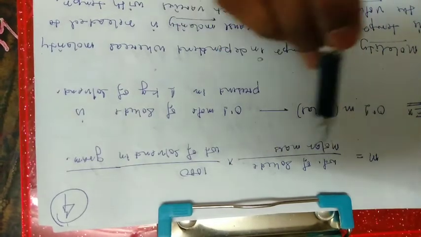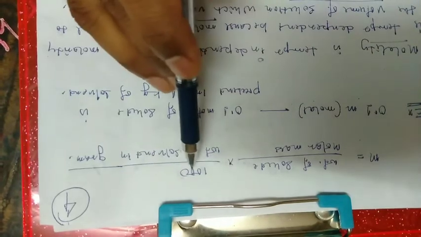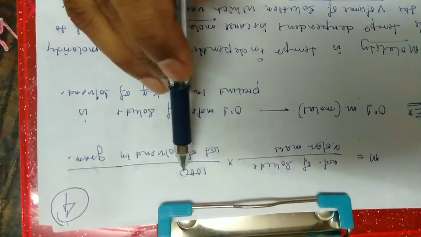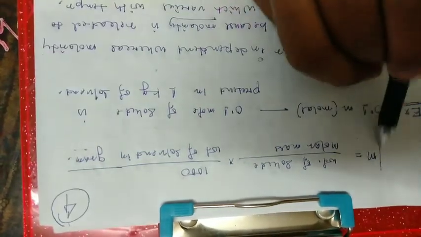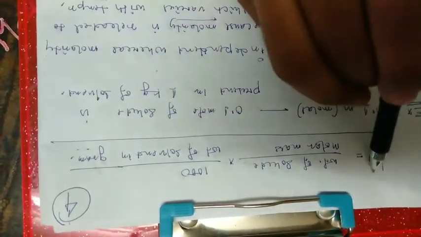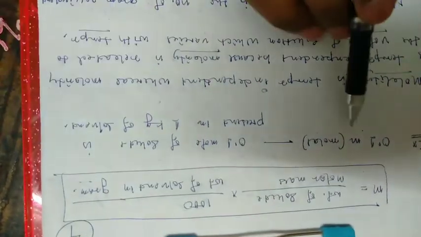This is weight of solute divided by molar mass of solute. So the relation is multiplied by 1000, divided by weight of the solvent in gram. So this is the mathematical relation to find out molality or molal concentration of a solution.